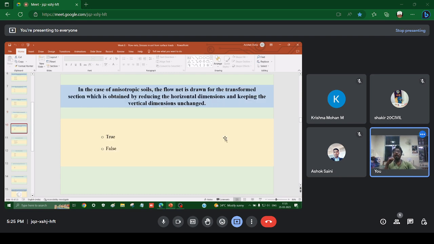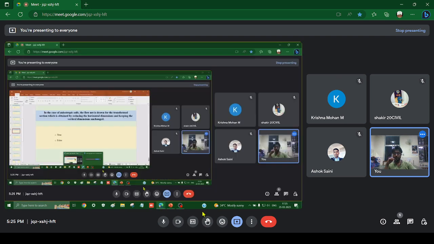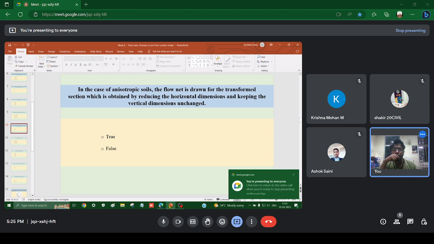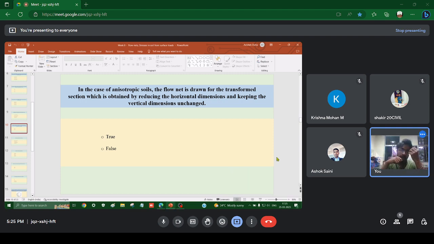Next question. In the case of anisotropic soils, the flow net is drawn for the transformed section, which is obtained by reducing the horizontal dimensions and keeping the vertical dimensions unchanged. Is this statement true or false?